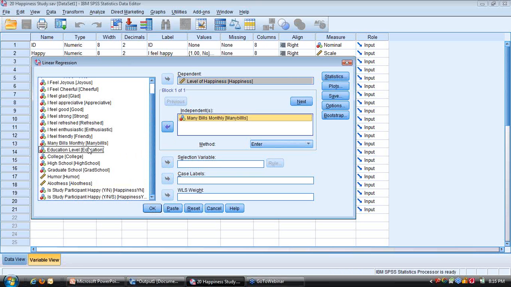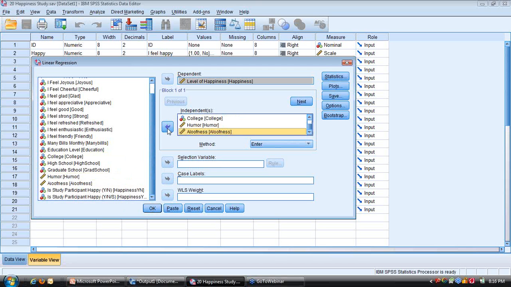Then remember, we had to dummy code the education level. So instead of education level, we have college, yes, no, high school, yes, no, graduate school, yes, no. We leave one out. That makes up a reference group. So we'll leave out graduate school and put in high school and college. This should sound familiar from the past weeks. Then we want to put in humor and aloofness.